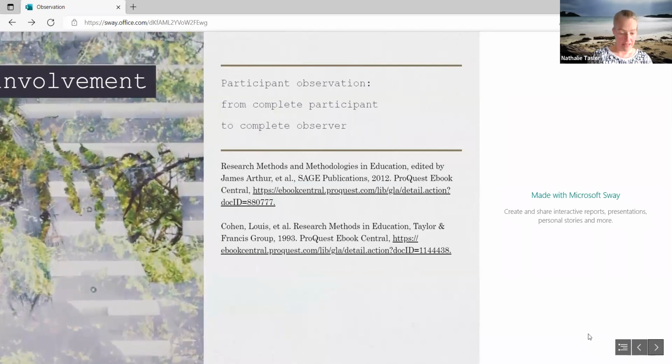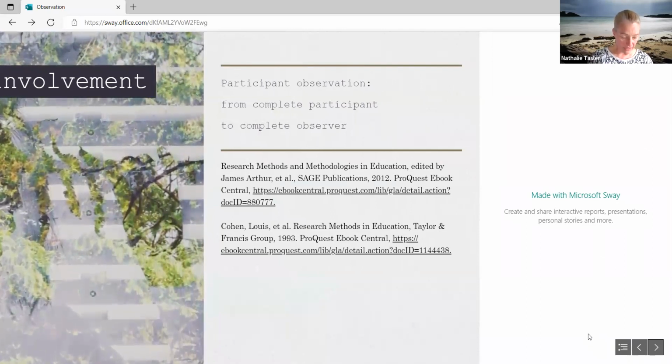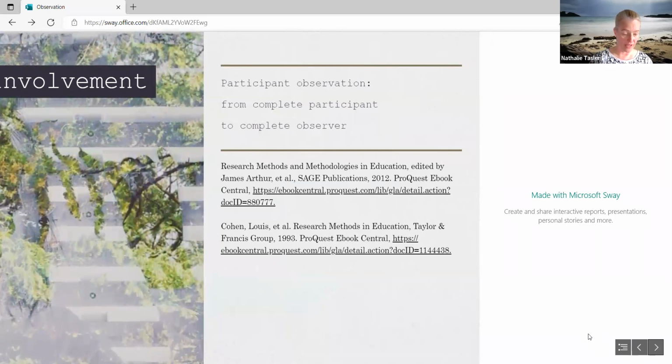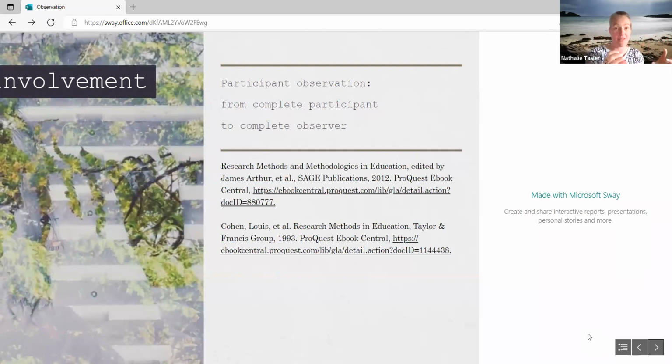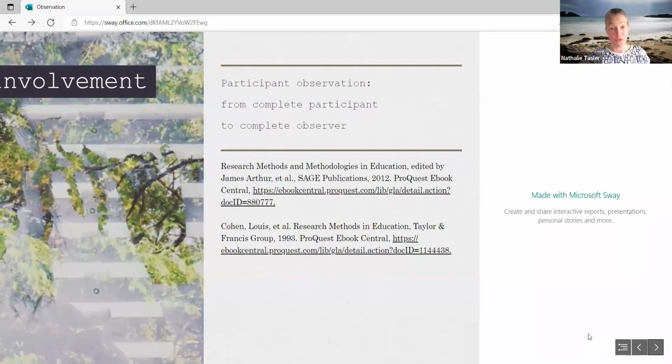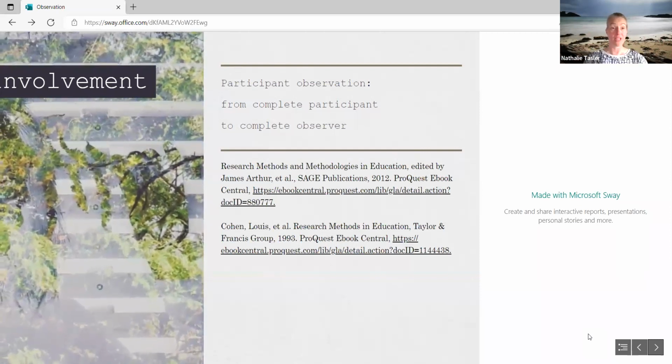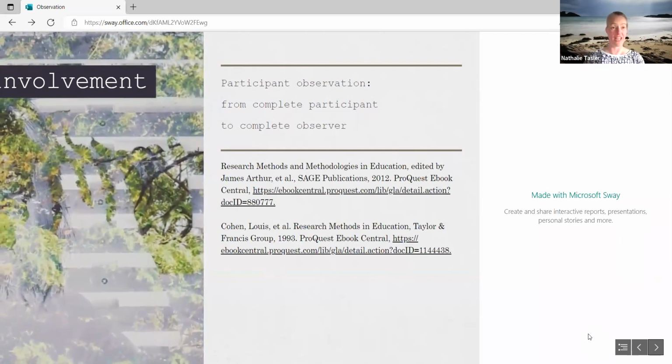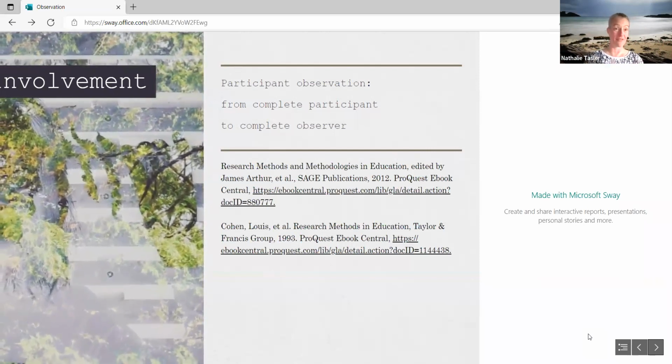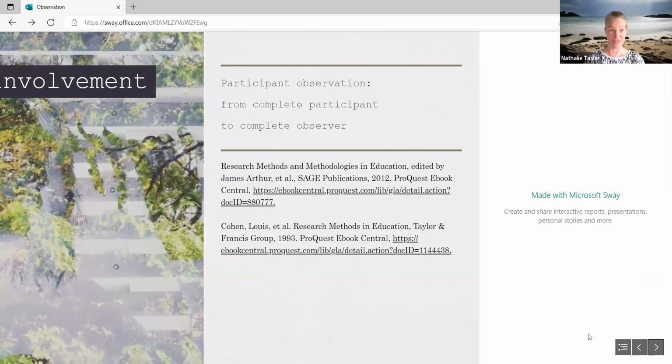So we were looking at different types of observation in terms of how it's set up, in terms of structured or unstructured. There is yet another way of thinking about observations, and this is a whole spectrum of participant observation where you're a complete participant to complete observer. So complete participant, you are literally in that situation, acting and interacting with everyone else while you're observing.